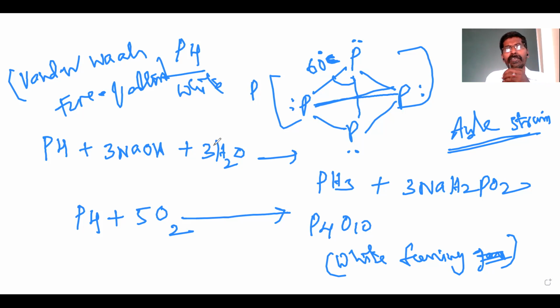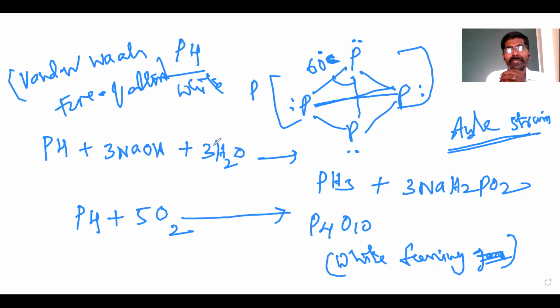The second property of white phosphorus is that it is insoluble in water, but soluble in carbon disulfide. Water is an ionic compound, but the P4 molecule is not an ionic compound. So the P4 molecule readily dissolves in an organic compound, carbon disulfide. It's clear.